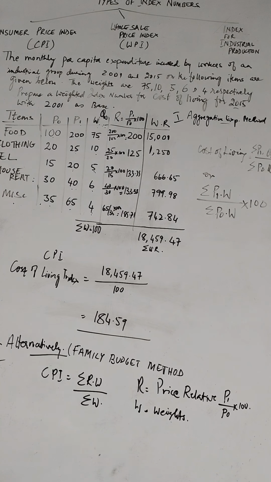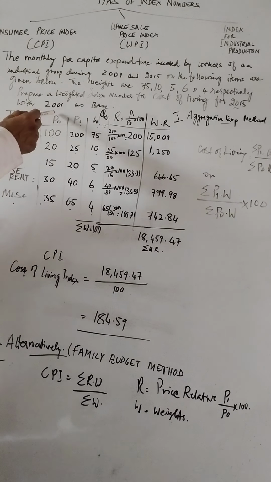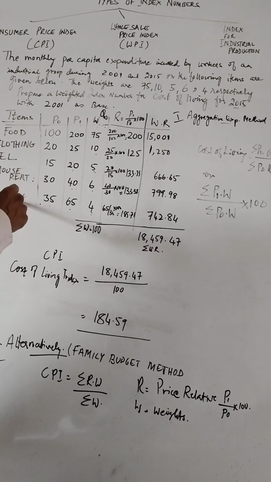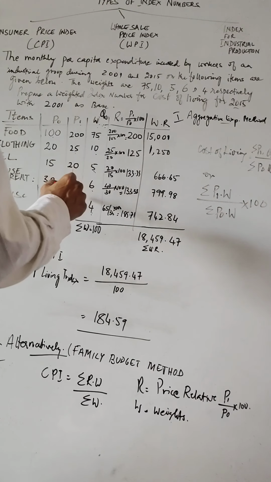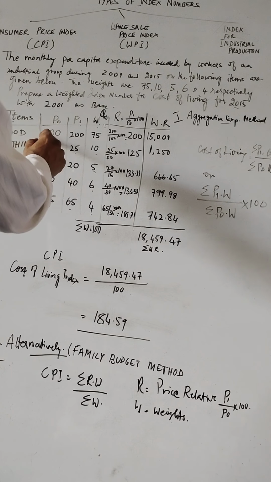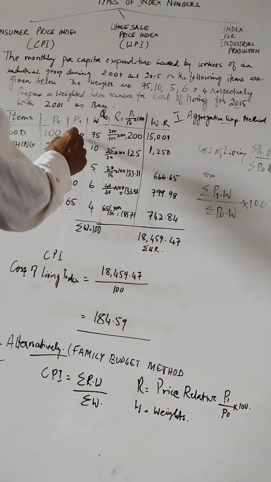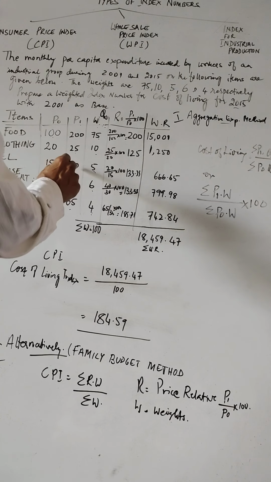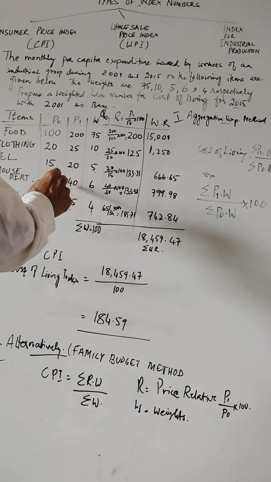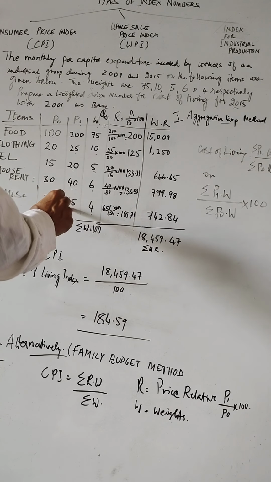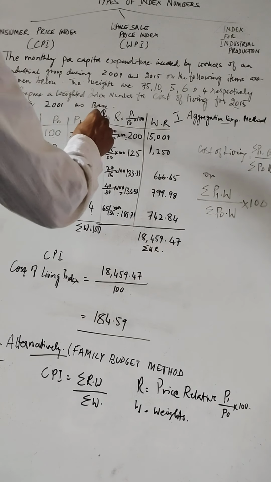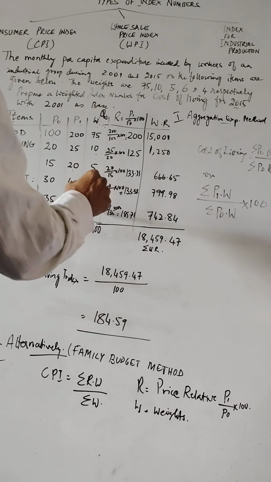Now, coming to this, the prices in the base year are given as food 100, clothing 20, fuel 15, house rent 30, miscellaneous 35. For P1, food is 200. See, food has increased from 100 to 200, clothing from 20 to 25, fuel from 15 to 20, house rent 30 to 40, miscellaneous 35 to 65. So the prices have risen, as we can see. Now the weights are given.